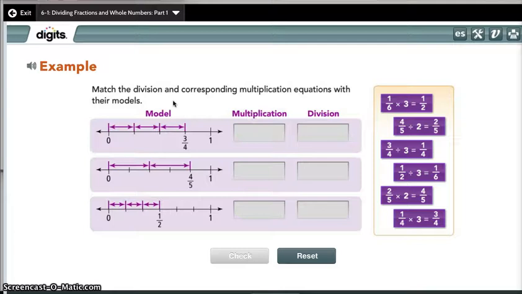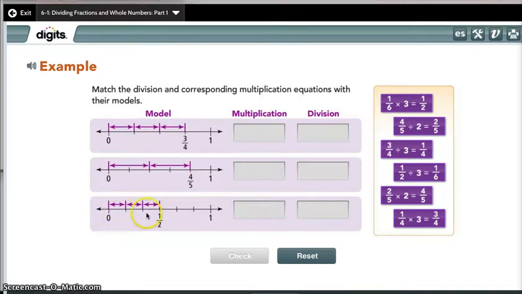Match the division and corresponding multiplication equations with their models. So let's go ahead and look at these equations first. So we have 1/6 times 3 equals 1/2. Well, which one of these models shows us 1/6 times 3 equals 1/2? Well, this one we have 3 groups, but they're broken into fourths, it looks like. So 1/4, 2/4, 3/4, a whole. So we're not working with 6. This one is broken into fifths, so we're not working with 6 here.